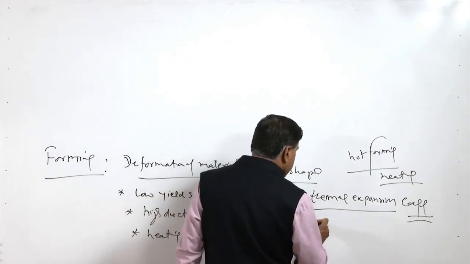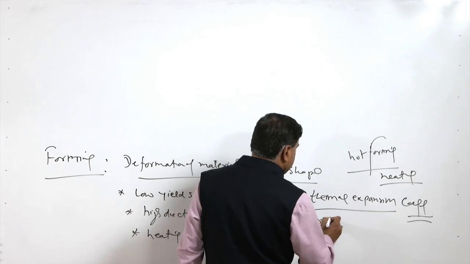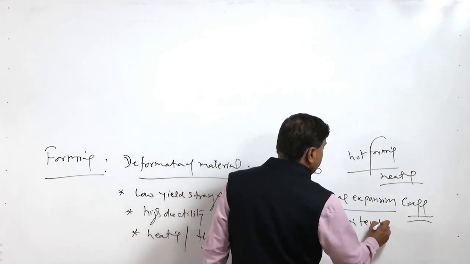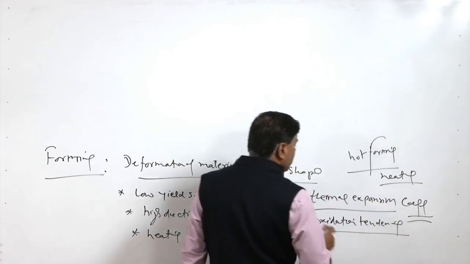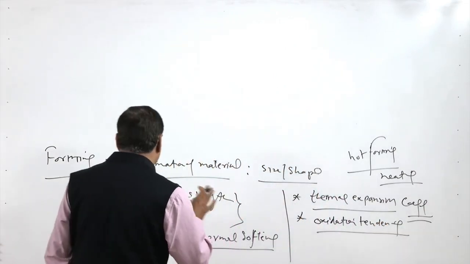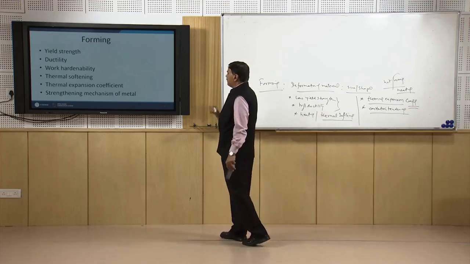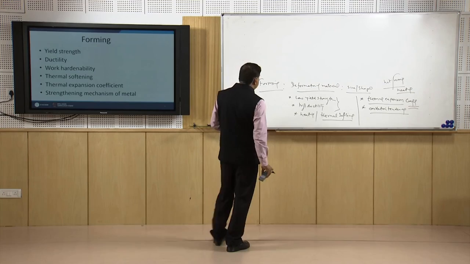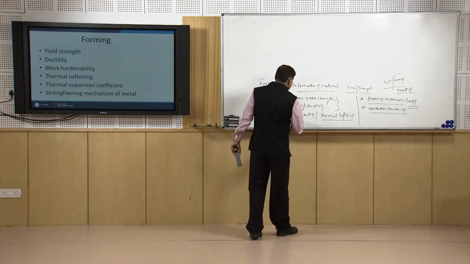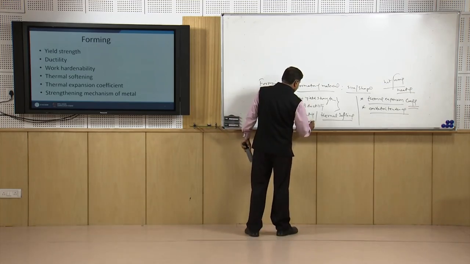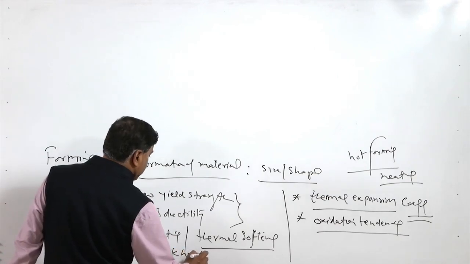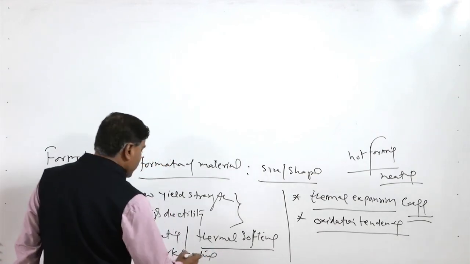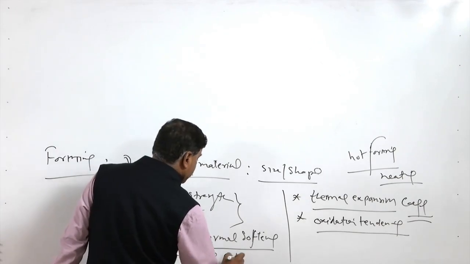Similarly, the chemical affinity or the oxidation tendency of the material. If during the heating the material gets oxidized, then it will lead to a poor surface finish after the deformation. And then the work hardening capability is another important factor.